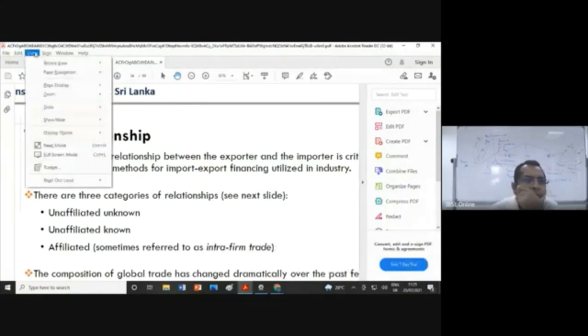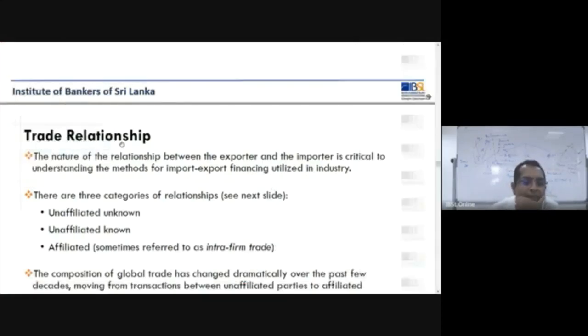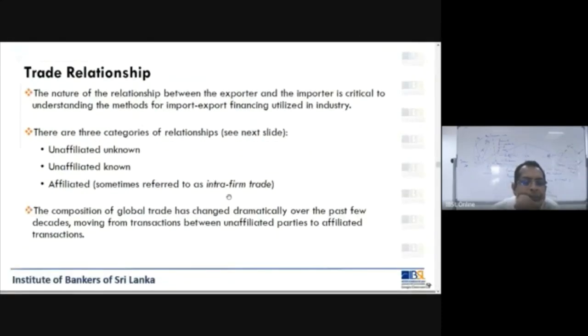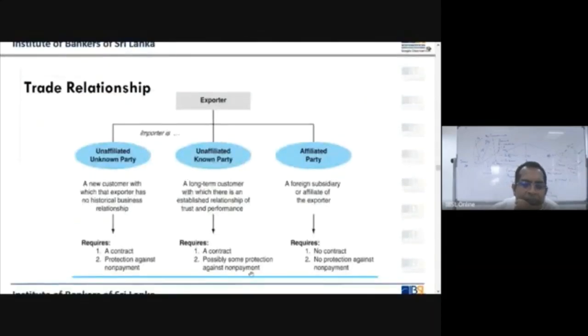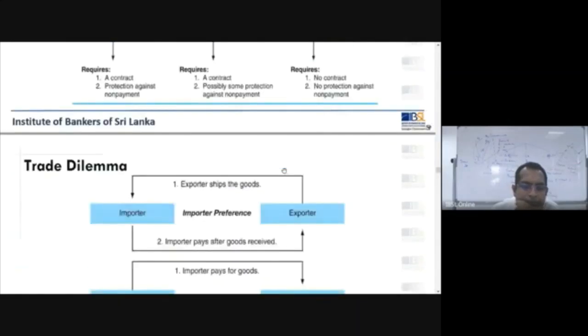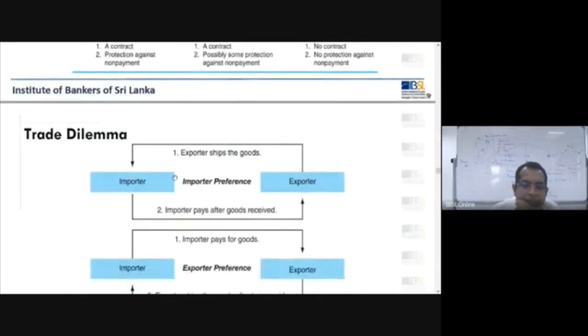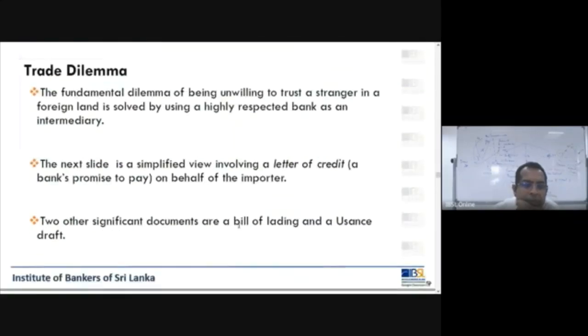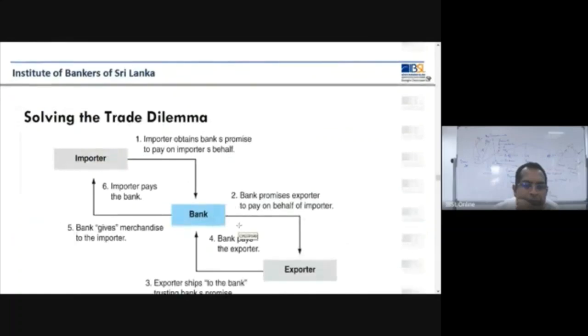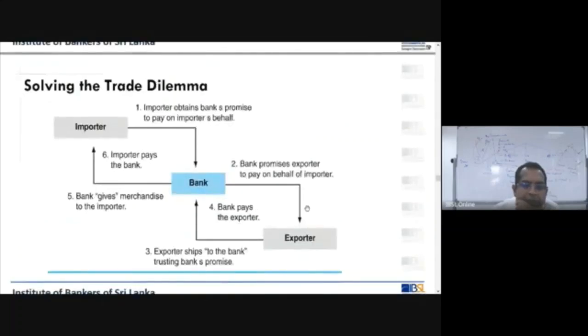Now, all what I discuss is here, right? Unaffiliated, unknown, affiliated, known, affiliated. This is what I drew starting. Then this is what I discussed, importer's preference and the exporter's preference, right? Trade dilemma. This is how the bank LC is happening.